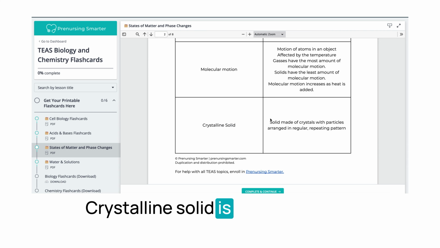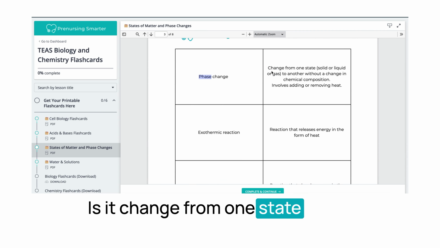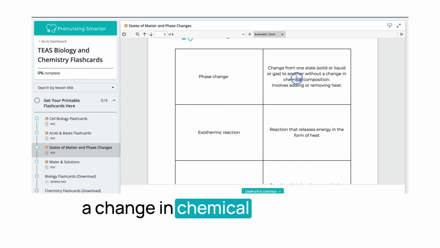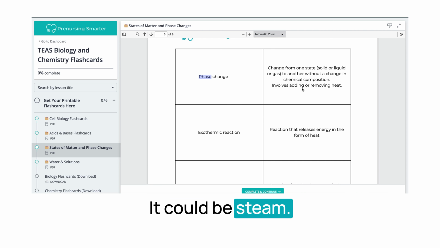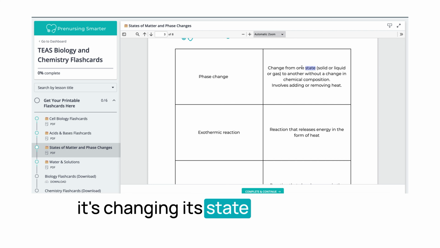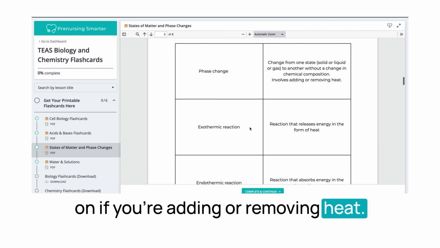A crystalline solid is a solid made of crystals with particles arranged in a regular repeating pattern. A phase change is a change from one state, solid or liquid or gas, to another without a change in chemical composition, and it involves adding or removing heat. So water can change from a solid, liquid, or gas: steam, what you would drink, an ice cube, and it's still water. It has the same chemical composition.